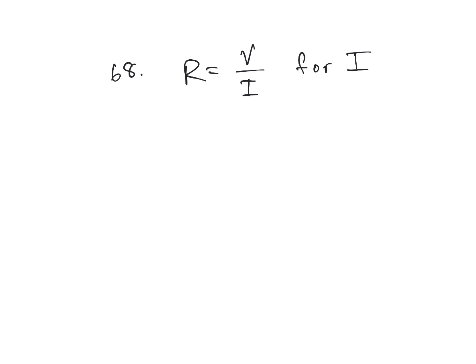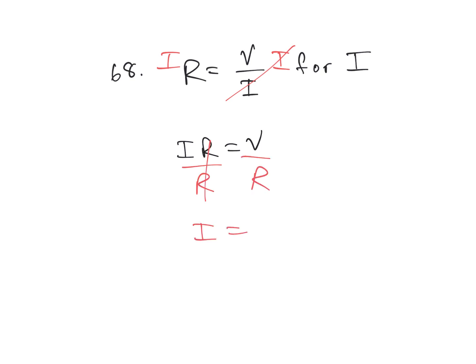Okay? So we're going to multiply both sides by I, because the I's will reduce on the right side. So you have I times r equals v, and now to get I by itself, divide by r. So I equals v over r. Is that what you said?